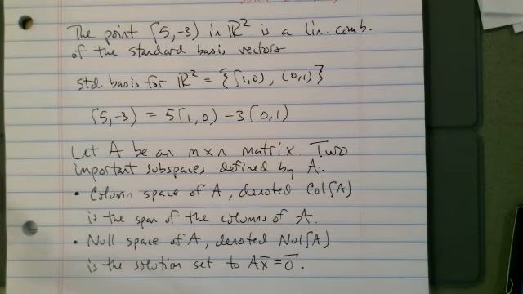So there are two important subspaces defined by a matrix. The column space, which is just the span of the columns of A, and the null space, which is just the solution set to AX equals 0. We have to combine this information with everything that we know about a matrix and its columns. So the null space of A will just be the 0 vector if the columns of A are linearly independent, because AX equals 0 will only have the trivial solution.